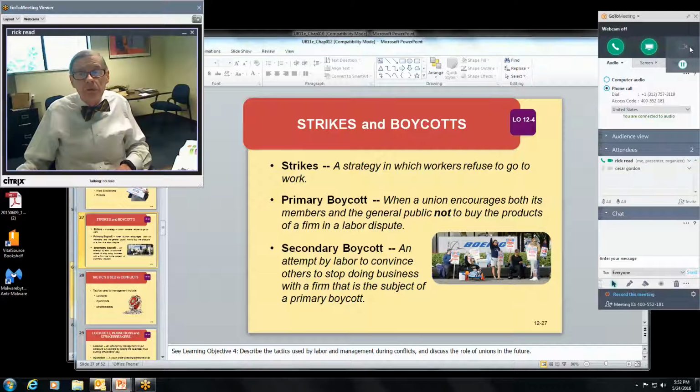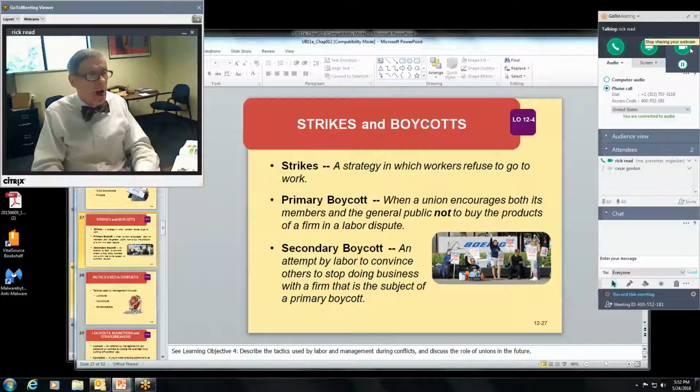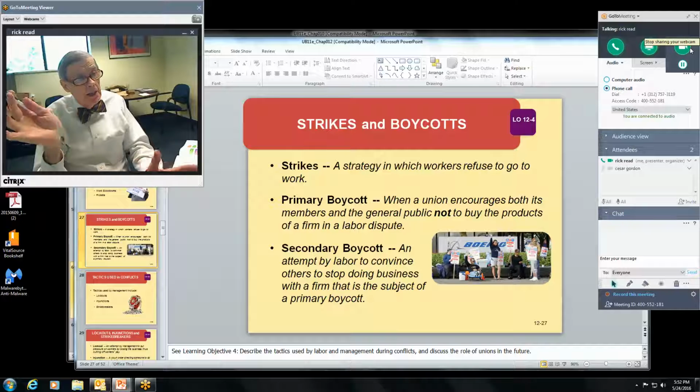Strike is just simply what it says. The union members won't go to work, and they won't cross a certain line, a boundary line, if you will. Primary boycott is boycotting against the particular organization at which the union is taking a stance against, and saying, hey, Mr. and Mrs. Public, don't buy this company's products.